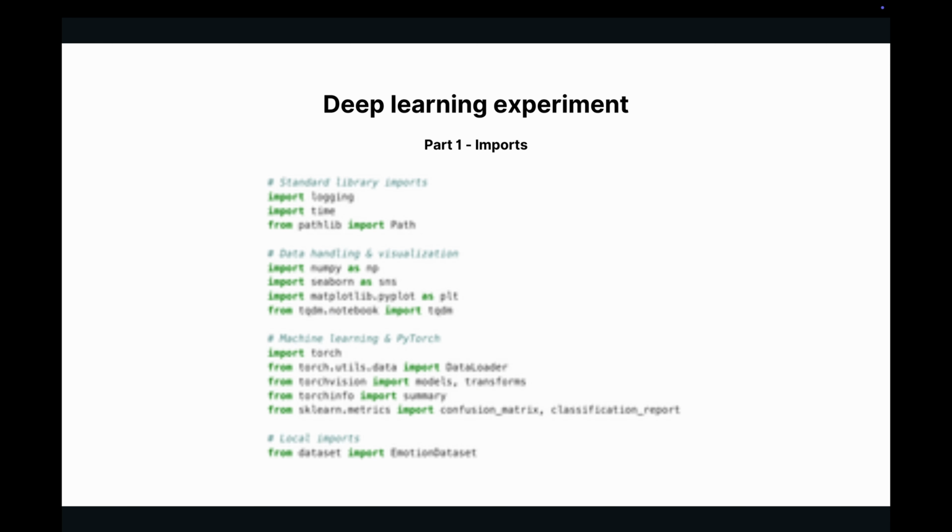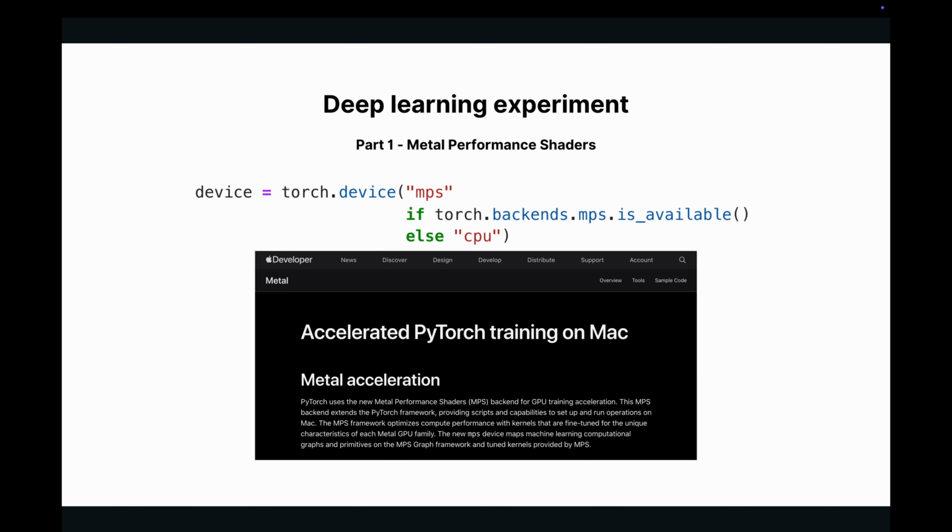Imports can be broken down into standard library, data handling and visualization, machine learning, and local imports. MPS is available on my MacBook M3 Pro to accelerate PyTorch training. For reference, 1 hour on CPU takes 10 minutes.